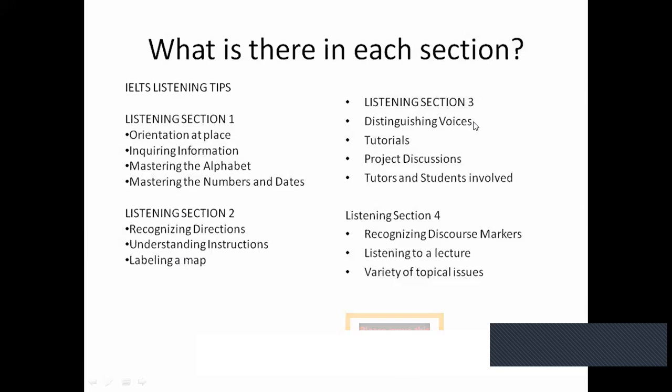And then in listening section 3, you have distinguishing voices, different voices, where you have to identify and understand the difference among the voices. Normally there will be peer discussions or tutorial classes among the students, and that would be heard, and there might be project discussions with tutors or students involved. Sometimes it can be a number of students like you people as well as a tutor or an instructor like me talking to each other, and you have to find out what is happening, right?